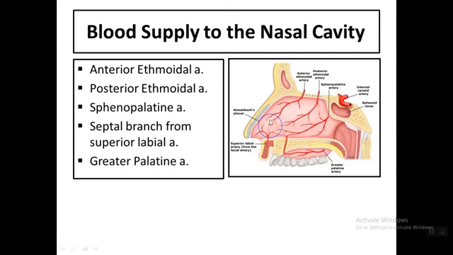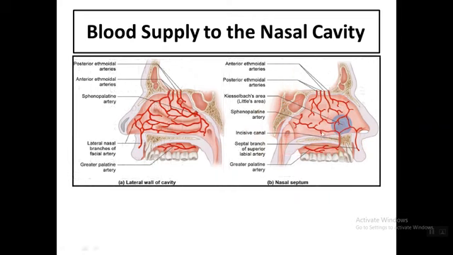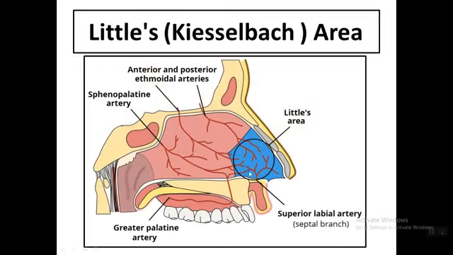All these branches will anastomose in the area of the vestibule and form a plexus. This plexus is called the Kesselbach plexus, or the area called Little's area. We can see that the branches from the ophthalmic, maxillary, and facial arteries anastomose in this area called Little's area or Kesselbach area. Here is the area in the nasal vestibule called Little's area.